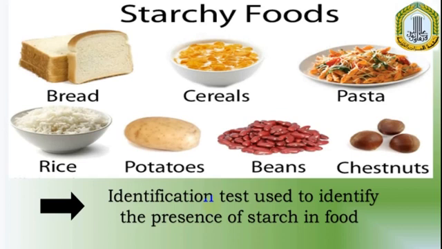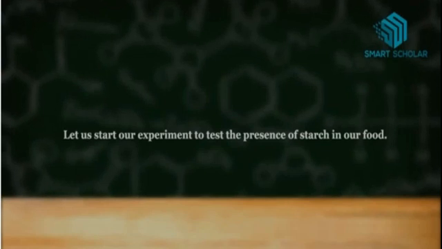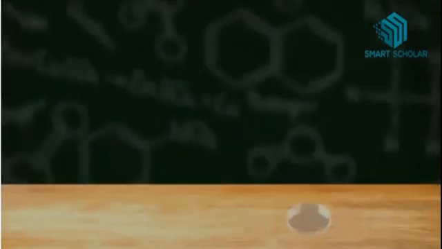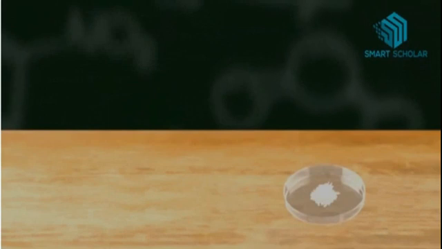We are going to start with foods rich in starch that are found frequently in the food we consume daily, like bread, rice, potatoes, pasta, chestnuts. What is the test used to identify the presence of starch in the food that we consume? Here we will start an experimental procedure in which we identify the presence of starch in our food.